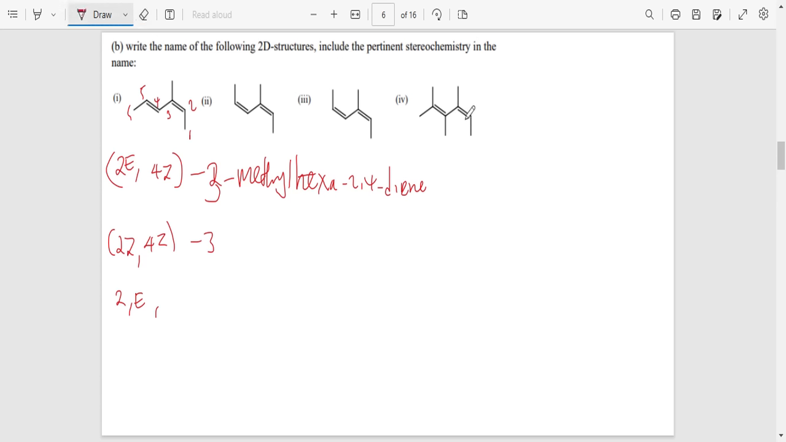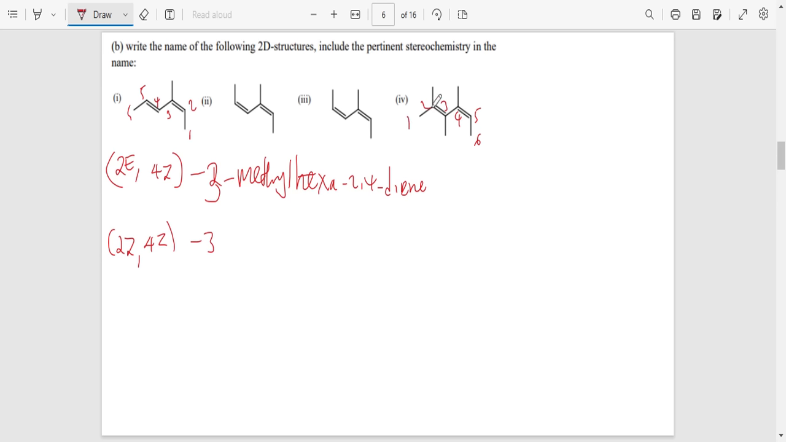Let's name this one. So for this one, depending on the direction I number from, this is going to be 1, 2, 3, 4, 5, 6. I always need to make sure that I cover the double bond in my numbering. So the name of this one, let's look at the groups. Which one is going to be the first one? Which one is going to be the second one? So these two are basically on the same side, and they are the same. They are both methyl, so we are not going to have any E or Z on this one. Why? Because it has got the same groups.